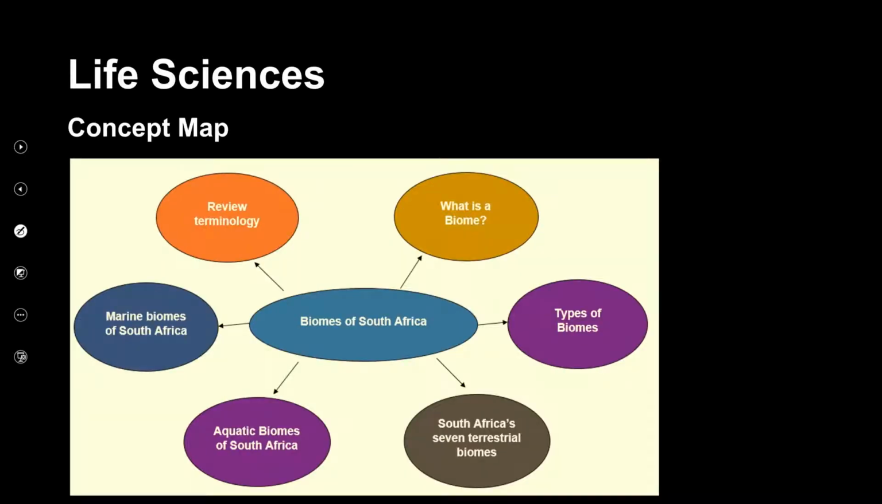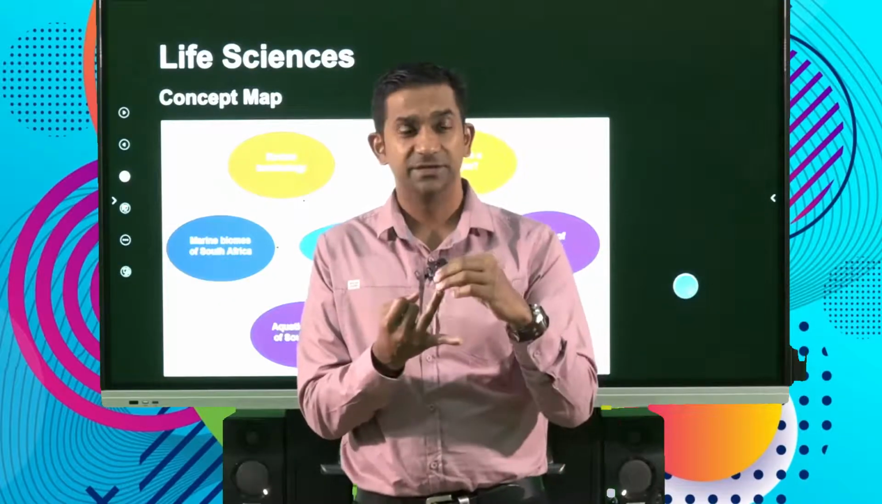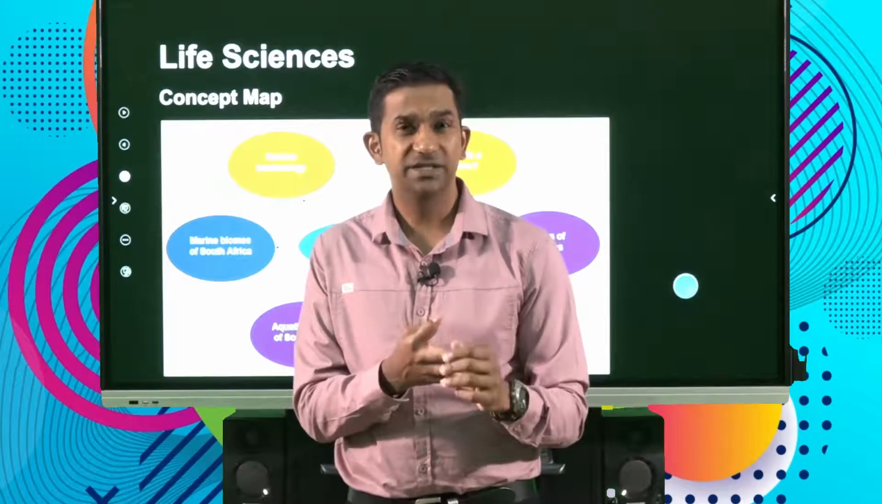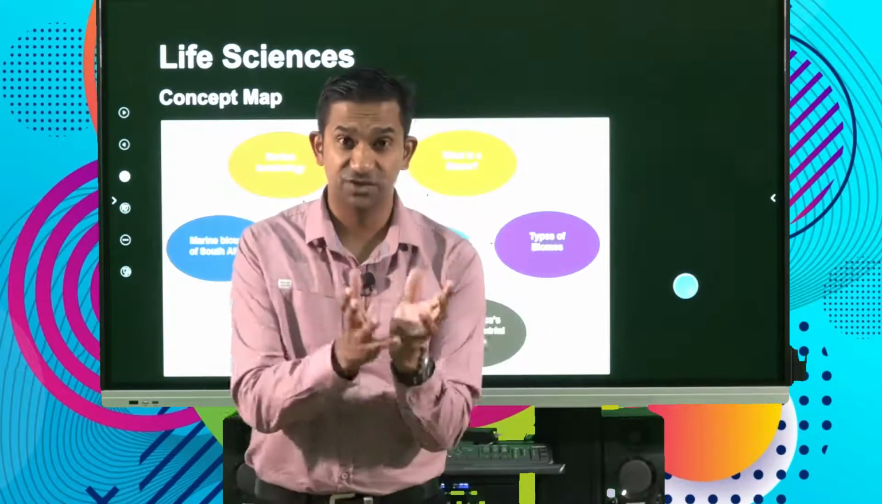So guys, we've looked at the 7 terrestrial biomes, and remember that it's important that we recognize their location, the typical climate that's experienced, and that's defined by the rainfall, the temperatures during summer, winter, and other unique features of the soil.